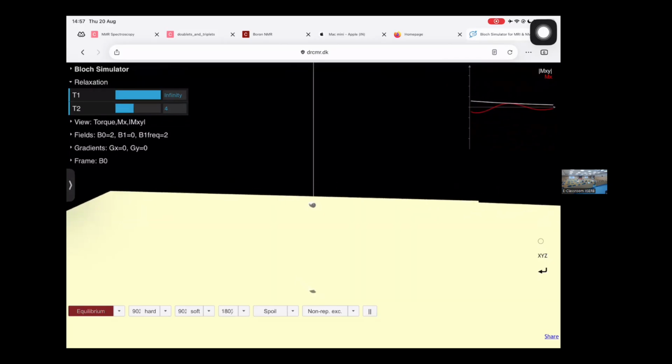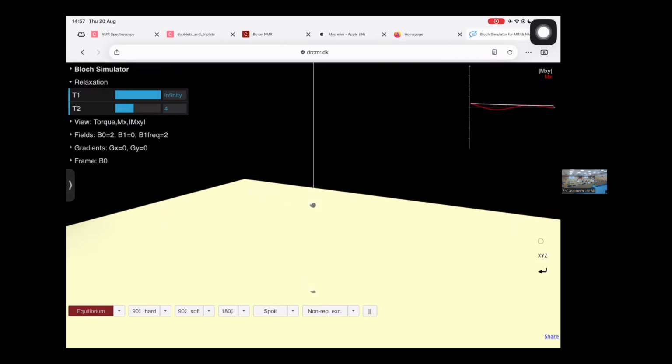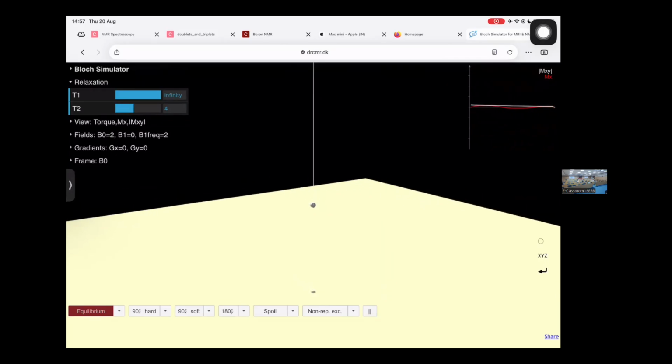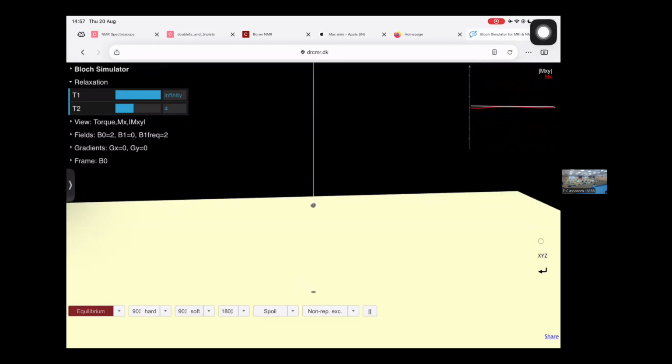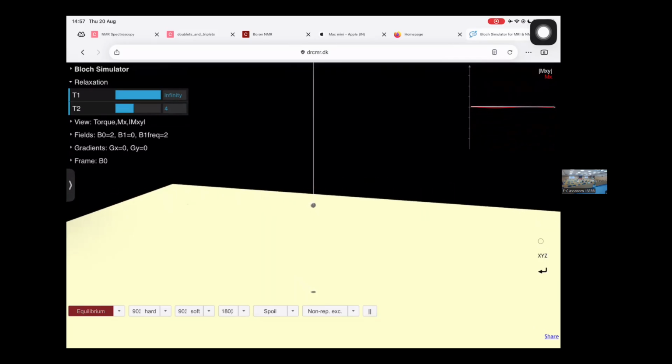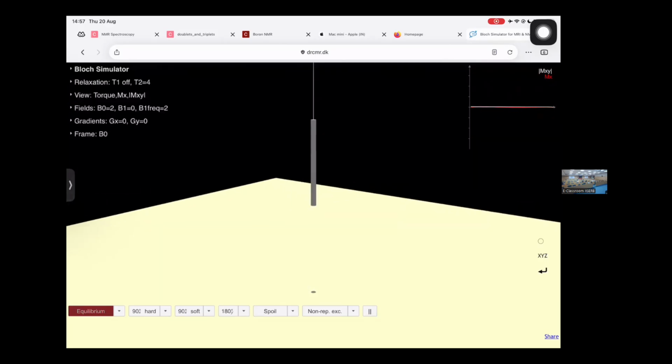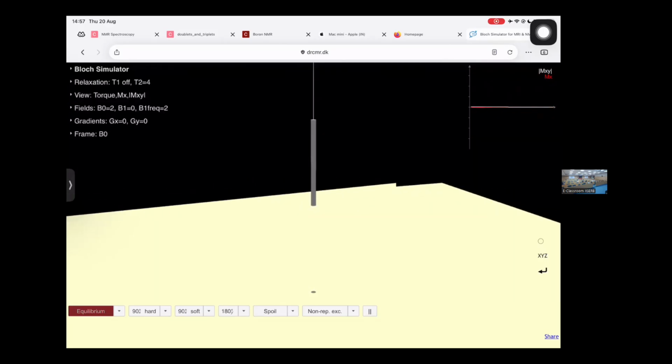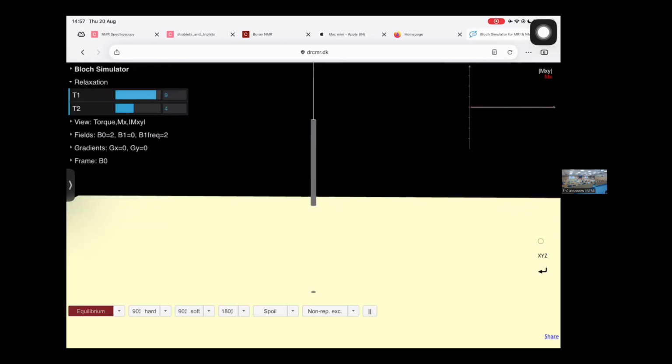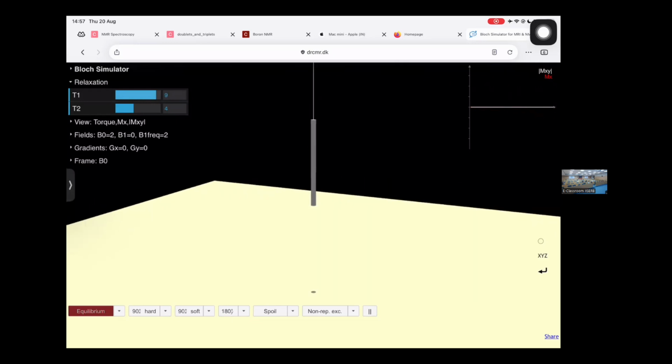But the major problem with this experiment is that I've set R2 to be non-zero, but R1 to be 0. If T1 is infinity, 1 over T1 is 0. That means longitudinal recovery never happens. But that's not the real case scenario. So let's go back. And what I'm going to do is to also set T1 at a certain number. 9 seconds for T1, T2 is 4 seconds.